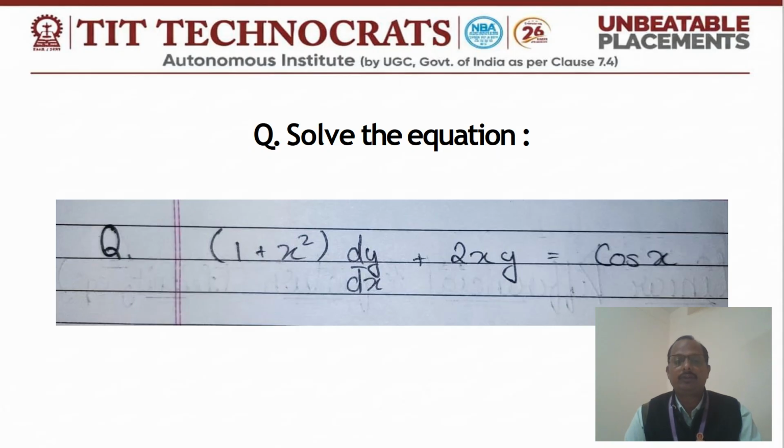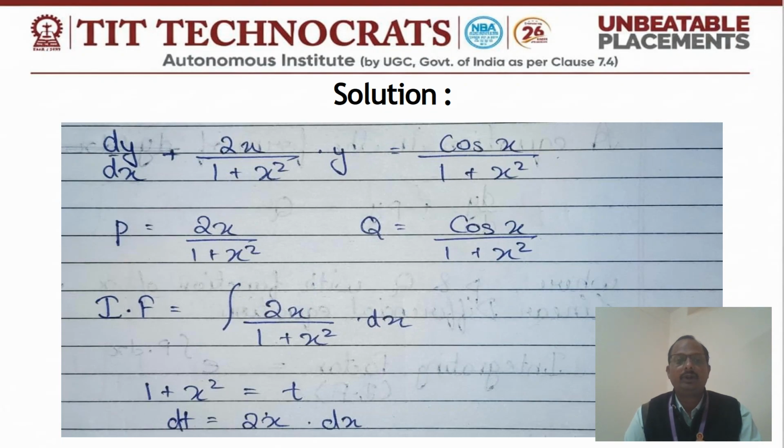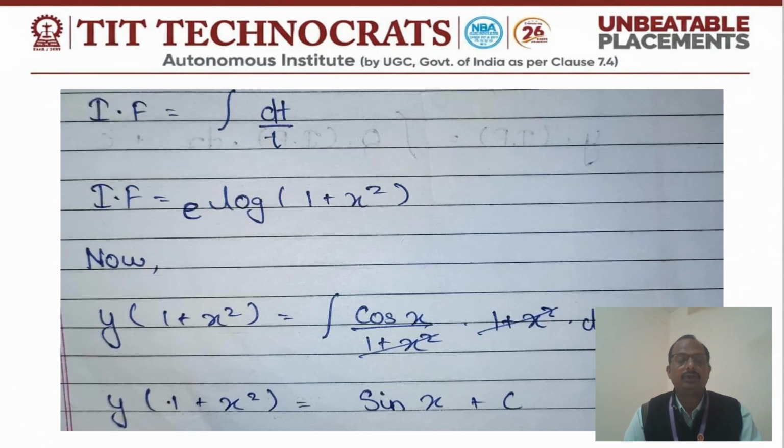So for this case, we have an example. The equation is dy by dx plus 2x upon 1 plus x square times y equal to cos x upon 1 plus x square. We can see that p and q both are functions of x only. So the I.F. is e to the power integration p dx. First we need to solve the integration part. Integration 2x by 1 plus x square dx, by taking 1 plus x square equal to t, dt is equal to 2x dx. Then put the values in the formula.